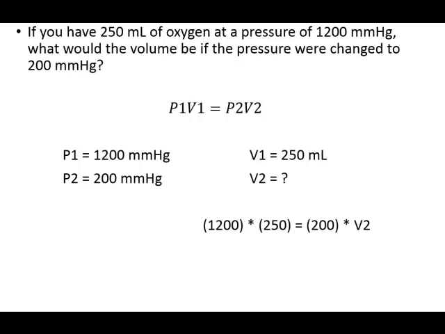I'm trying to isolate V2. I'm going to divide both sides by 200. So I plug this into my calculator and I end up with V2 equals 1,500 milliliters. Units match what I started with because I've made no conversion. Did the volume increase? Yes, it did, quite a bit. So that's a little sanity check. Let's take a look at another problem.